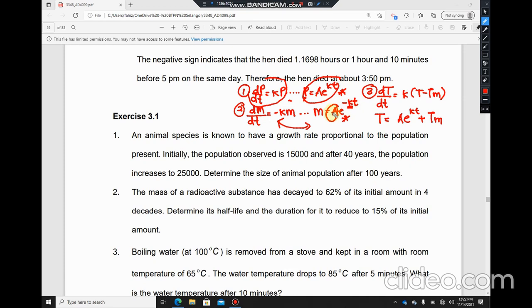Okay, so bila dah dapat A dengan K, baru boleh jawab soalan sama ada nak cari M ataupun T. Yang ni nak cari P ataupun T. Kat sini nak cari temperature ataupun time. So 3 ni dia menggunakan konsep separable differential equation. Okay, so now you can do exercise 3.1.